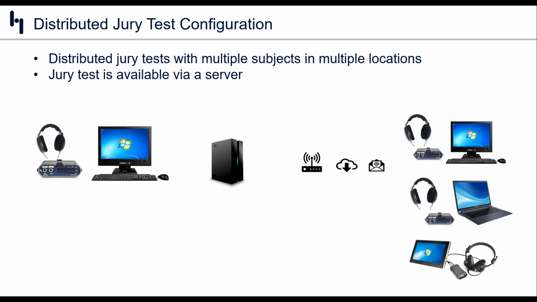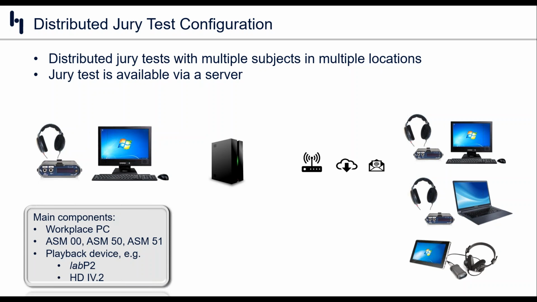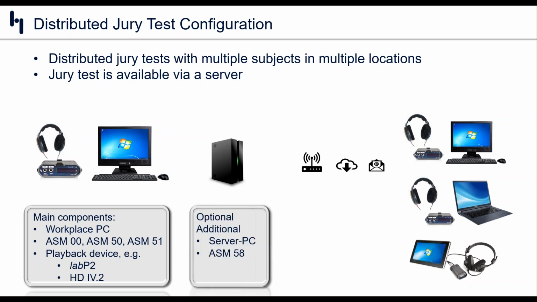So in this configuration, the components that you'll need are the playback unit at the supervisor's PC, used for playback and design of the jury test. ASM 50 is required. Access to the server or managing the jury test will take place via ASM 51. The jury tests are provided to the subject via the server, and ASM 58 is installed on the server. Now, be aware that there's no graphical interface on the server. It's just an option that provides the avenue to distribute these tests.